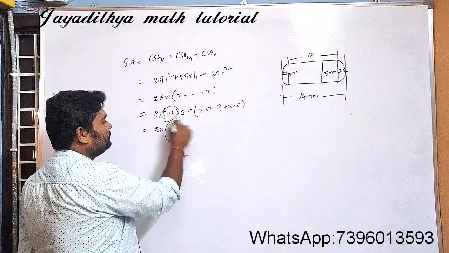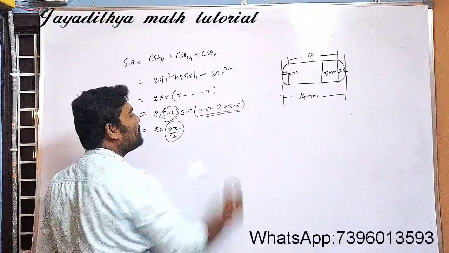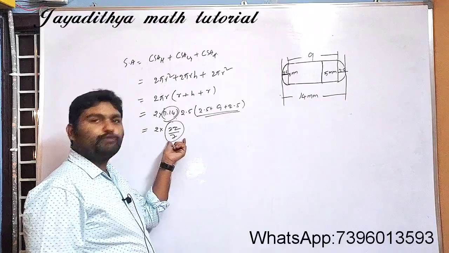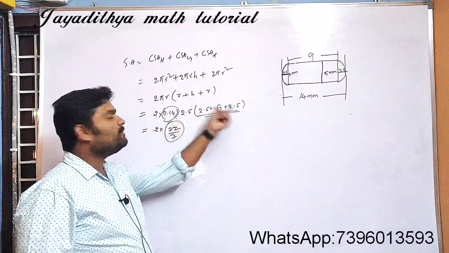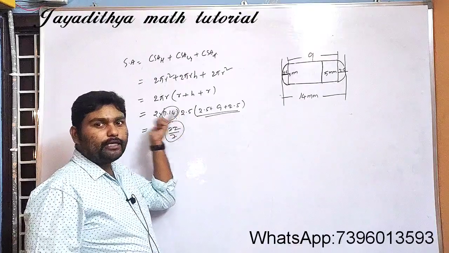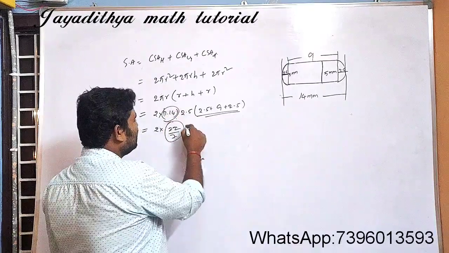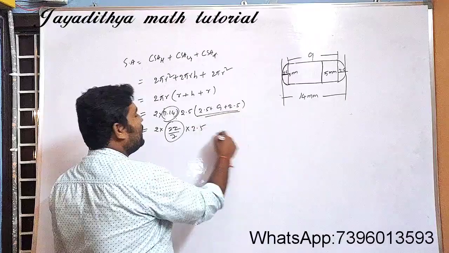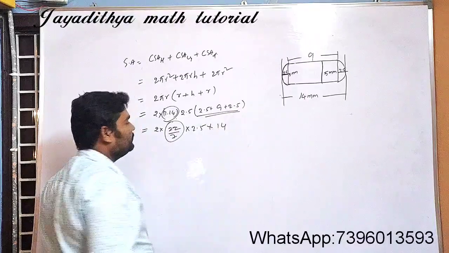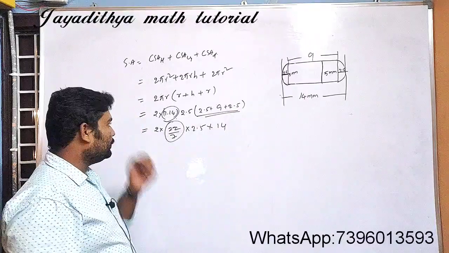This is your wish, Nana. Why? Because here this will be a multiple of 7, so we can take 22/7. If you don't find any multiple of 7, you take 3.14. You can take anything, both are correct here. 2.5. If you add all those things, you will get 14. If you add all the things, you will get 14 here.